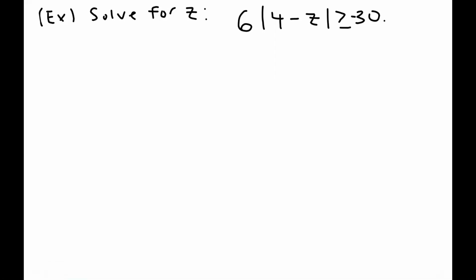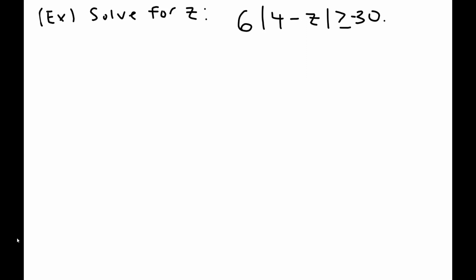So one thing to look at here is, since absolute value always has to be positive, and we're looking at this as being greater than negative 30, you can tell right away that the answer is going to be all real numbers, because anything you put in there for z, the absolute value is going to make it positive, and anything that's positive times 6 will always be greater than negative 30. But I'll go ahead and show you how we would tackle this one. So let's look at solving this mathematically.